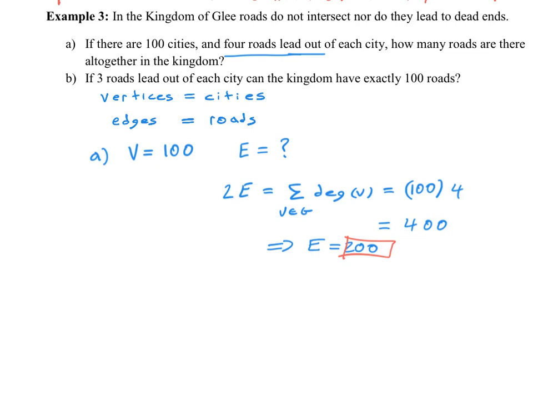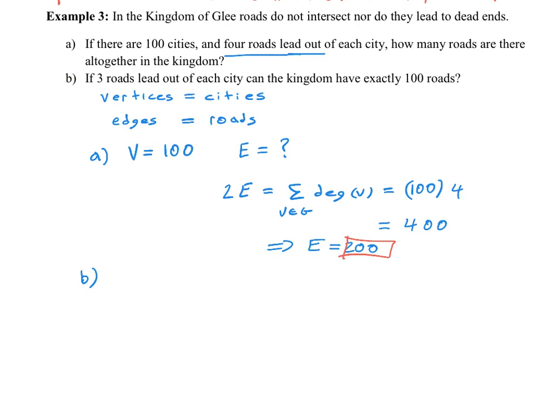In part B, we're asked a different question. So again, we're in the Kingdom of Glee, but this time the scenario is different. It's no longer 4 roads leading out of each city. It asks, what if we have 3 roads leading out of each city? Can the kingdom have exactly 100 roads? And we don't assume anymore that there's 100 cities. We don't know how many cities. That was just an assumption for part A. In part B, it's a new problem.